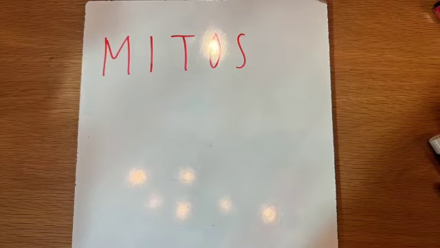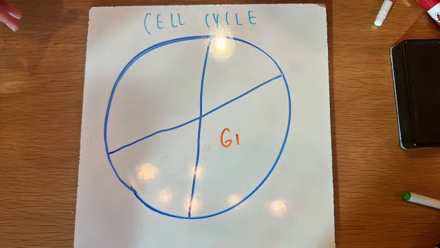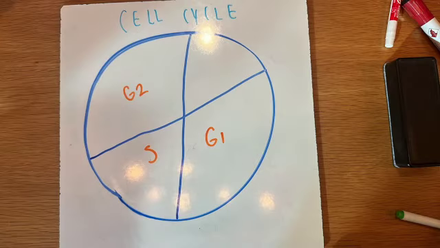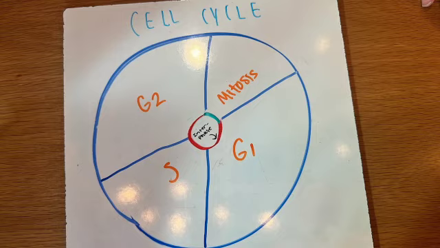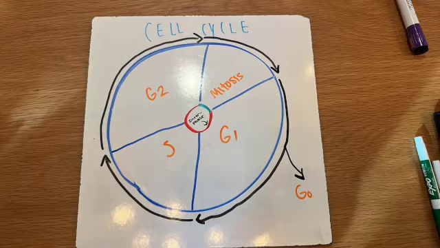Hi everyone, today we're going to be talking about the mitosis cell cycle. The mitosis cell cycle is a form of asexual cell reproduction where the cell divides into two identical daughter cells, which start with the exact same process over again. It is needed for growth, repairing injuries, and replacing old cells.